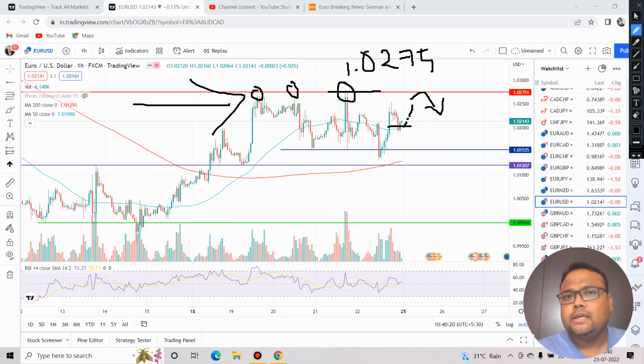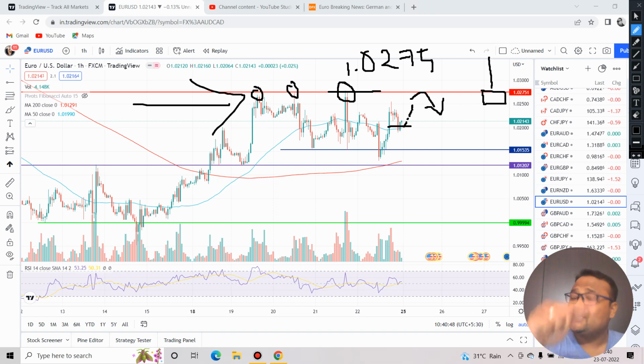So if we see on Monday or Tuesday that the market is struggling near the 1.0275 level, showing price rejection from above, like a shooting star kind of pattern or good price rejection, you will get the confirmation that yes, 1.0275 is still acting as a resistance and you can take a sell position. But keep in mind that you can take additional confirmation from the chart of DXY.